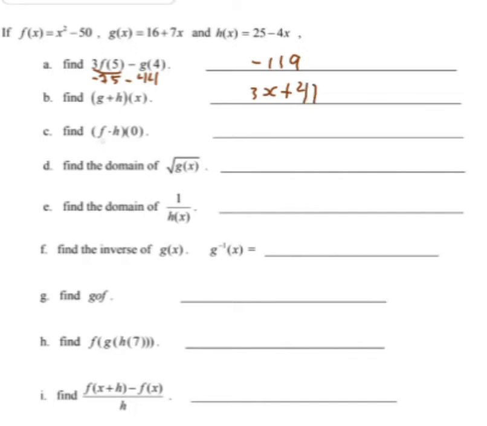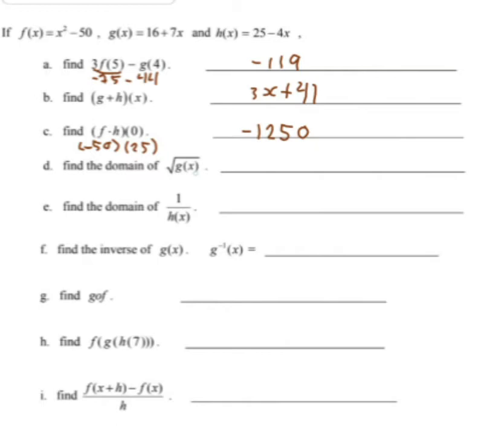Here, f h of 0 is f of 0 times h of 0. f of 0 is 0 squared minus 50, negative 50. h of 0 is 25 minus 4 times 0, 25 minus 0, 25. So negative 50 times 25 is negative 1250.